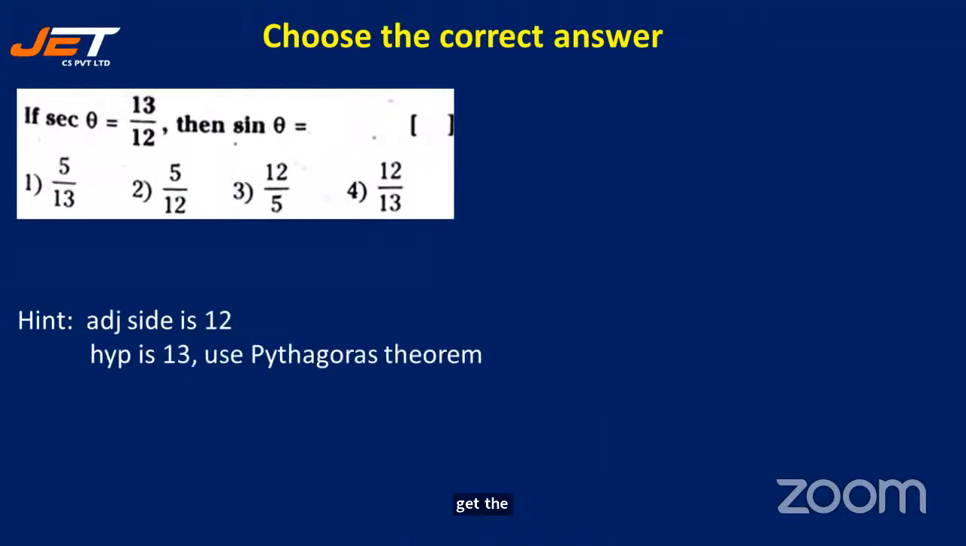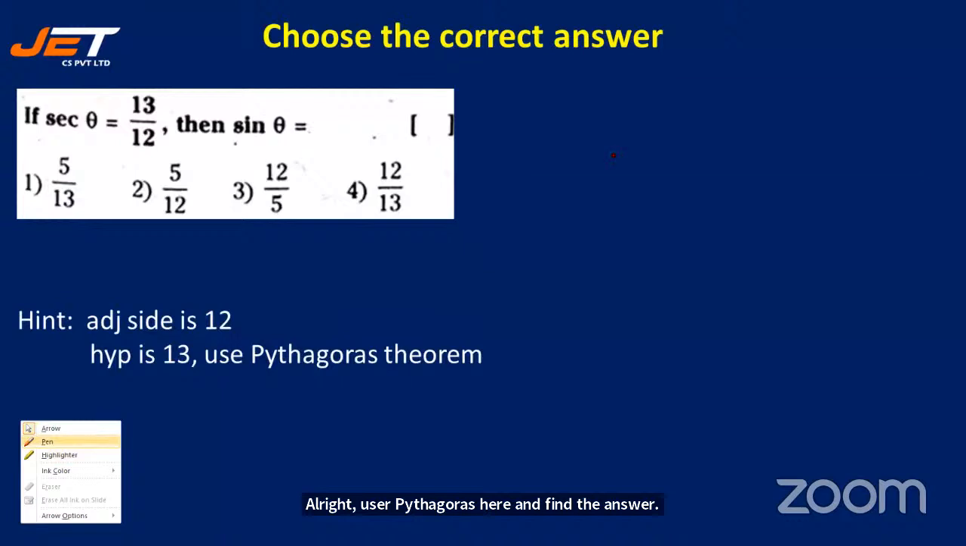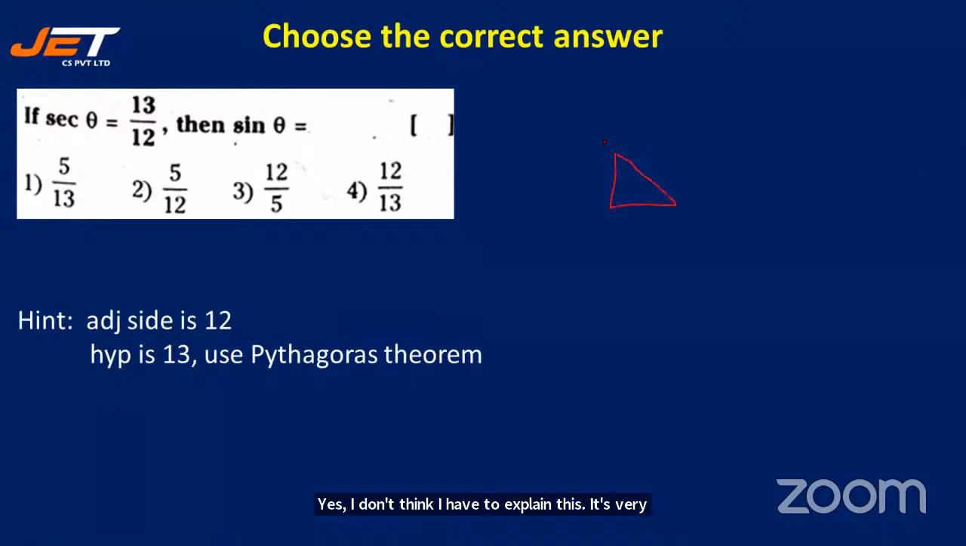If secant theta is 13 by 12, then what is sin theta? Is it 5 by 13, 5 by 12, 12 by 5, or 12 by 13? Here the hint says you should use the Pythagoras theorem. Use the Pythagoras theorem and find the answer. I don't think I have to explain this, it's very simple. Before I explain, let me see how many are giving me answers.